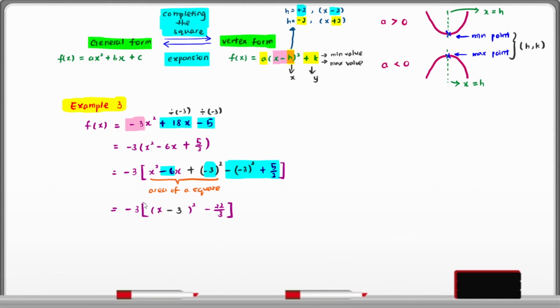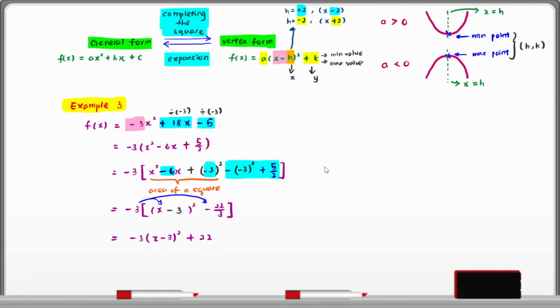Next, we're going to do the expansion part. So here you're going to have negative 3 bracket x minus 3 squared. And for this one, when negative 3 multiplies negative 22 over 3, you're going to get positive 22. So this is the vertex form for example number 3.